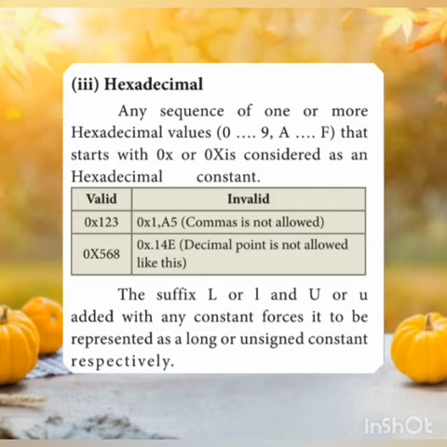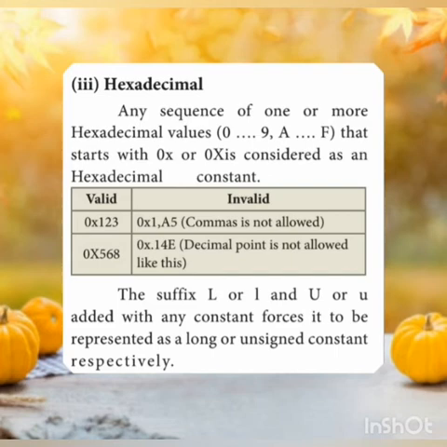Similarly, to represent octal and hexadecimal digits, we are using a prefix. 0 is for octal and 0x for hexadecimal. In the same way, to represent a long or unsigned constant, we have to use the suffix capital L or small l and capital U or small u. So, for a long integer, at the end of the numbers, we have to use a capital L or small l.